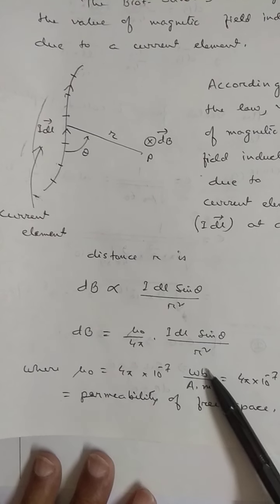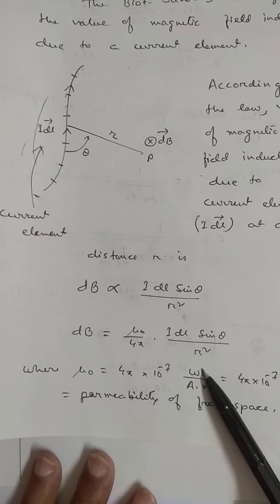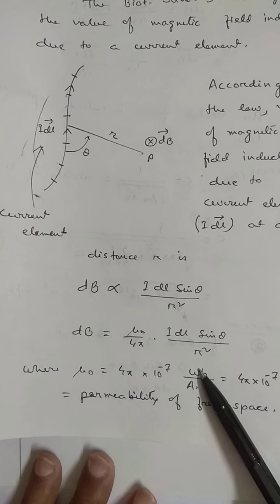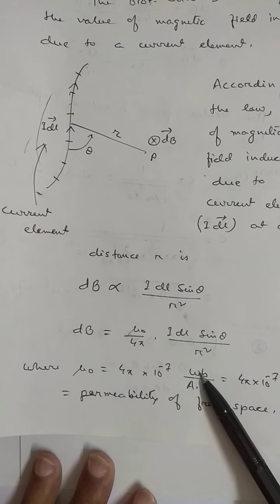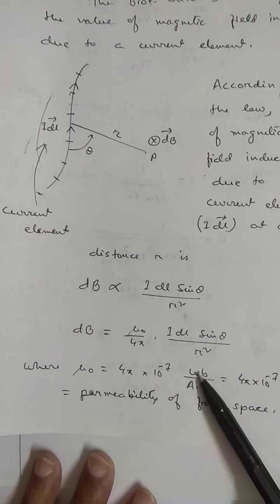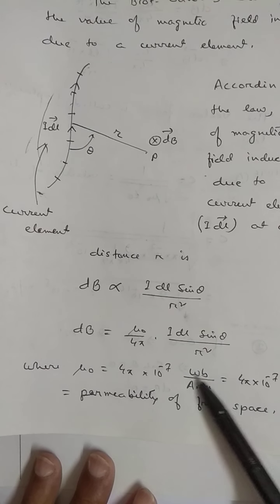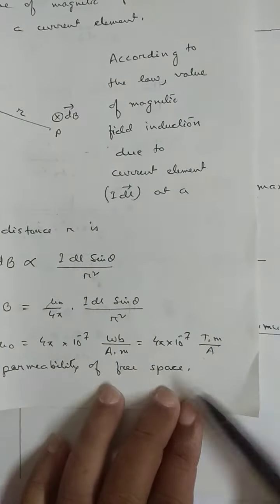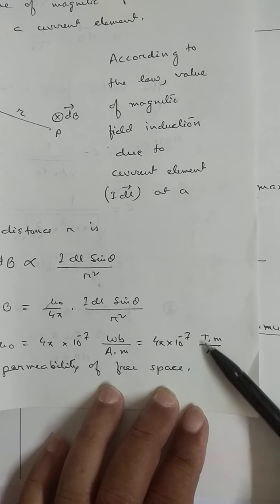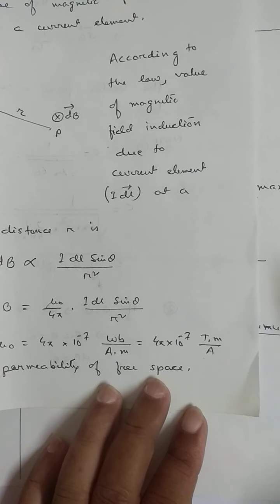Weber is the SI unit of magnetic flux. Can you remember electric flux? Electric field intensity into area, or electric lines of force that pass normally through an area, that is the electric flux. Similarly, magnetic flux is also there. Magnetic lines of force that pass normally through an area, that is magnetic flux. What is the SI unit of magnetic flux? It is Weber. Or we may write like this also, 4 pi into 10 to the power minus 7 Tesla meter per ampere. T for Tesla. Tesla is the SI unit of magnetic field induction. M for meter, A for ampere.